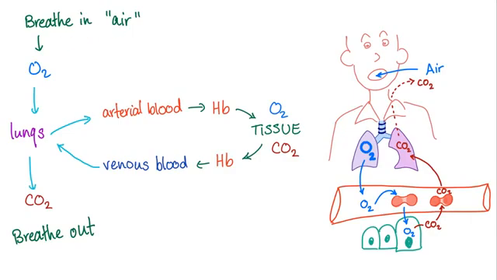The story of the oxygen. You breathe in air which has oxygen. It goes to the lung, then to the arterial blood, and this is gas exchange thanks to type 1 pneumocytes. Then on the hemoglobin. Then the oxygen goes to the tissue, and then CO2 comes out of the tissue as a waste product. Then jumps on the hemoglobin. Venous blood, back to the lungs, CO2, you breathe it out.